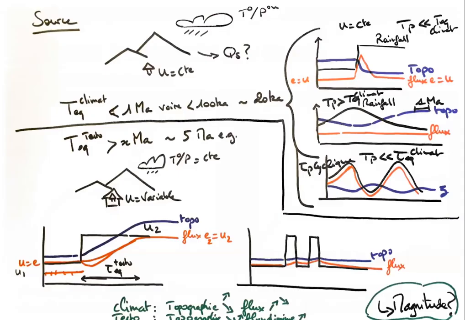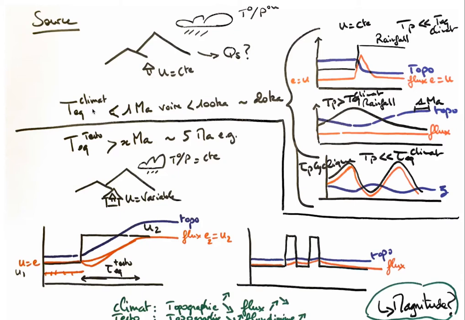So here I just wanted to try to summarize this in a graphic way, again qualitative. I'm looking at the source segment of my source to sink system. I have an uplift, I have a mountain range, I have climate, precipitation, flux out of the mountain. And my question is, how can I relate flux to climate and tectonics?